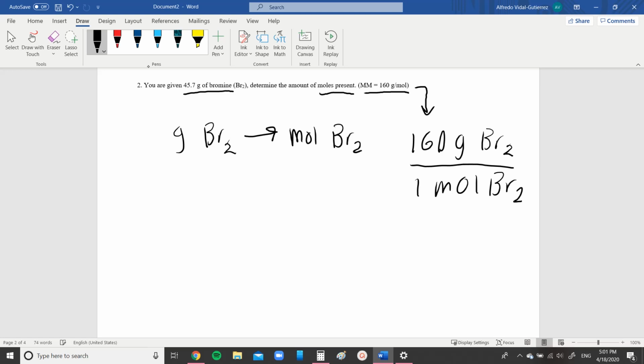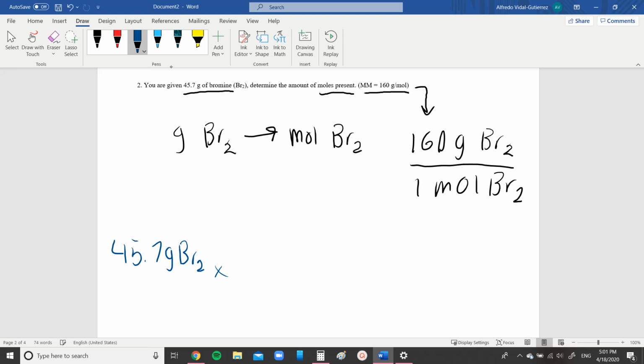So I already have the unit converter to make that conversion happen. That's the molar mass. So I can start setting this up. Always write what you've been given first. So it would be 45.7 grams of Br2.